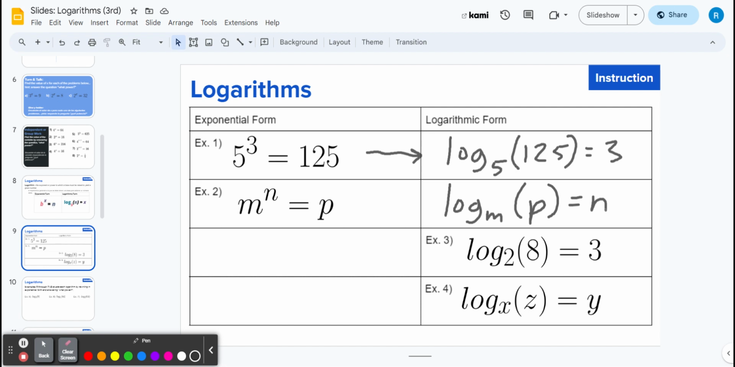We can also work the other way, going from logarithmic to exponential. Okay, my base is 2. That's the low thing in my logarithm. So my base is 2, my exponent is 3, and my answer or argument is 8. And the last one, my base is x, my exponent is y, and my answer is z there.